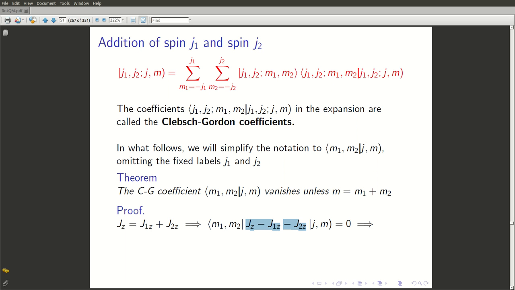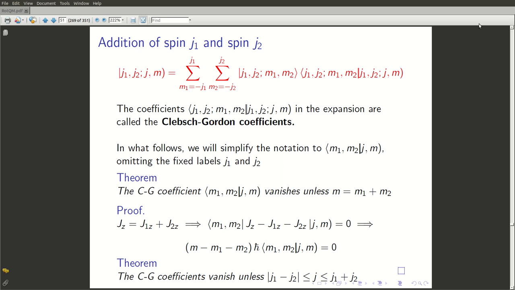So if you sandwich that between the bra <m1, m2; j1, j2| and the ket |j, m; j1, j2>, you must get 0. After all, the matrix element of a null operator has to be 0. But what is Jz acting on |j, m>? It's actually m h bar times |j, m>. So the piece involving Jz simply becomes m h bar times the overlap, and similarly J1z acting on m1 gives you m1 h bar, J2z acting on m2 gives you m2 h bar. So this whole expression means that m minus m1 minus m2, times h bar, times this overlap term, the Clebsch-Gordan coefficient, has to be 0. And what this clearly says is that unless m equals m1 plus m2, the Clebsch-Gordan coefficient here must vanish.